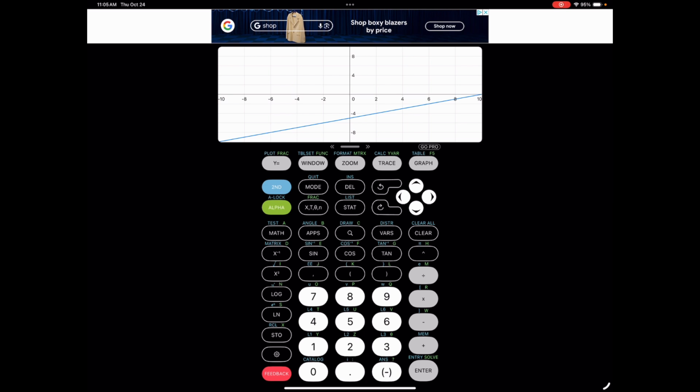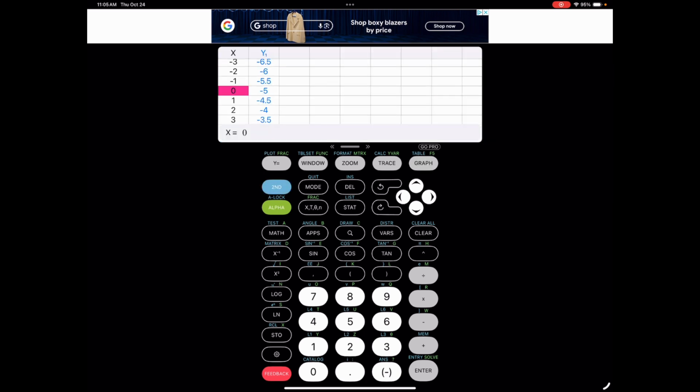Now for step 4, we're going to click second, then graph to view the table of values for this equation. So second and graph gets us to the table. And you can see here we have a full table of values that we can use to know exactly the location of our coordinate points.